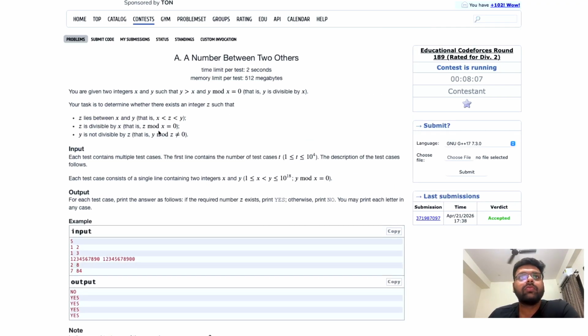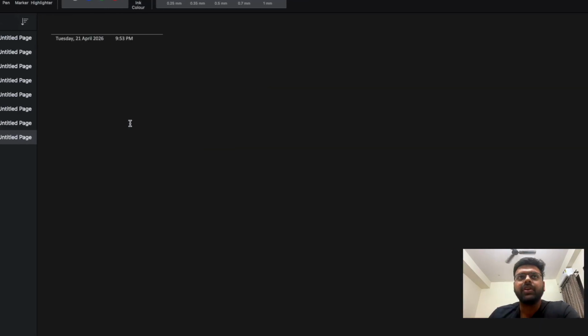So the first problem was very easy for this Codeforces contest. The problem was saying that y mod x is equal to 0 and we need to find some z which is between x and y such that z is divisible by x but y is not divisible by z. Okay, so let's jump to the logic part.